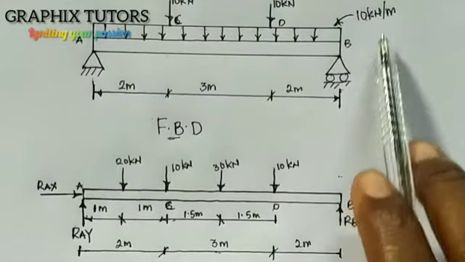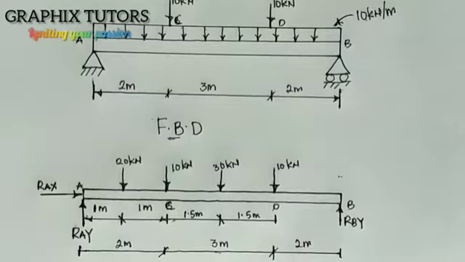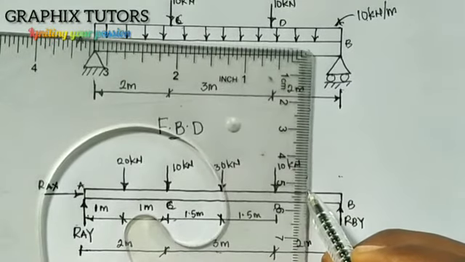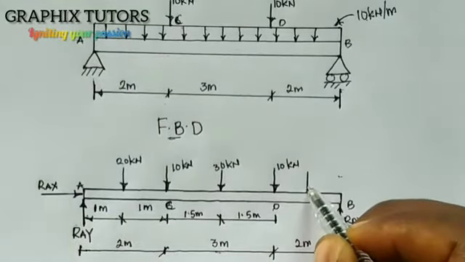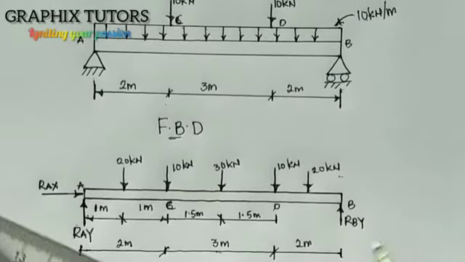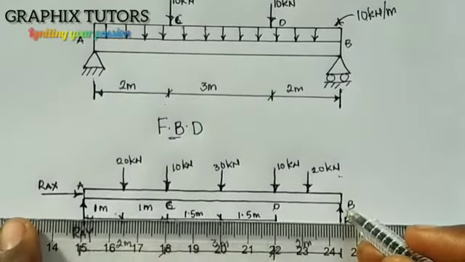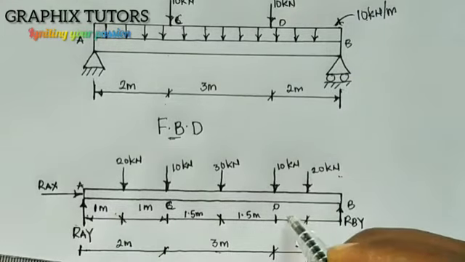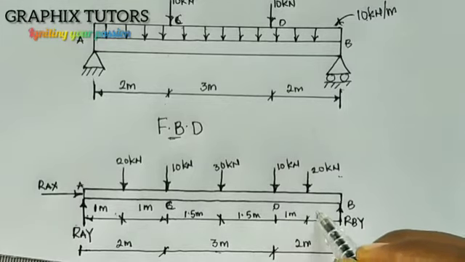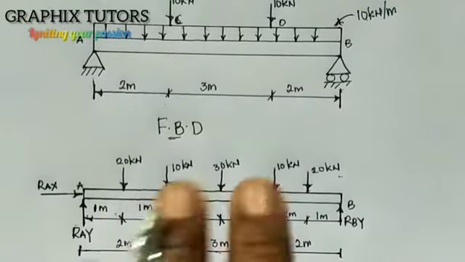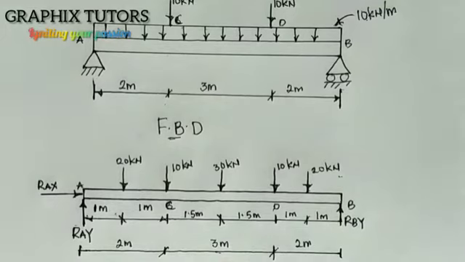Now the next one, the same thing: 10 times the distance 2 will be acting at the center. So that will also be what? 20 kilonewton. So I'm going to come here and put it at the center of it. So this will be 20 kilonewton acting at the center of this 2. So at the center here, this will be 1 meter and another 1 meter. So this is what we have when you convert this point load, this beam, this UDL into point load.